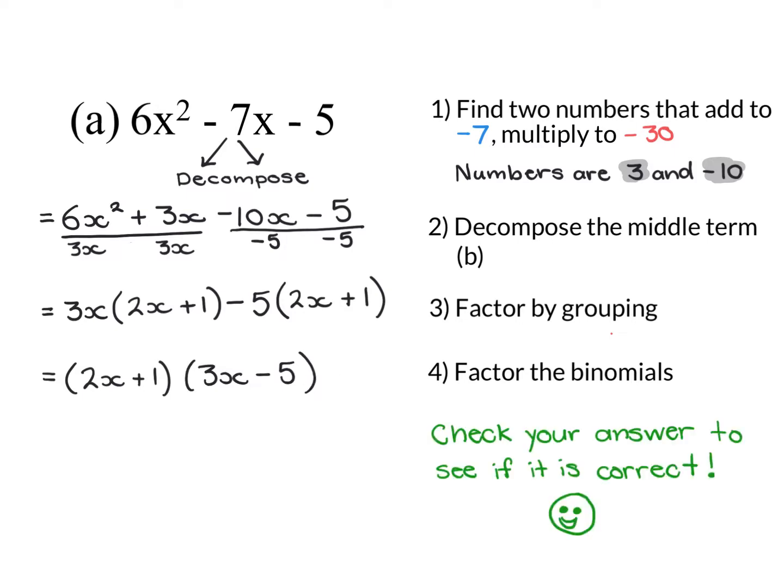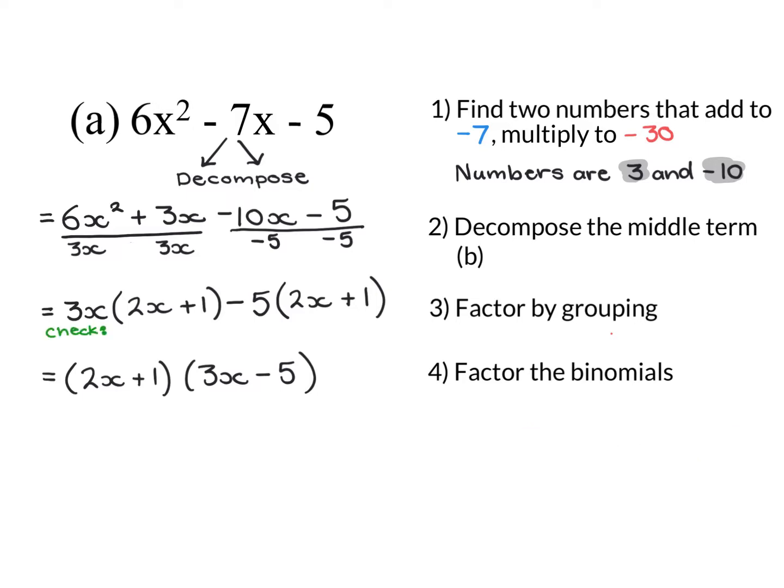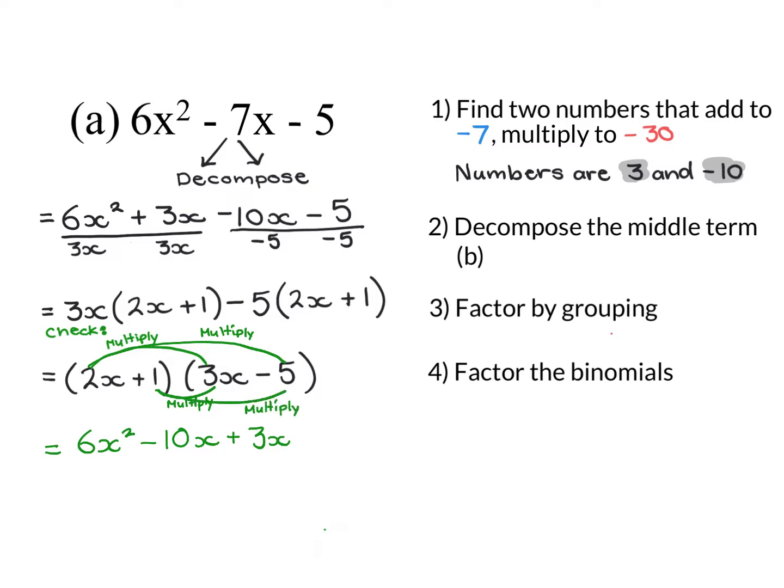Now, as always, you can check to see if your answer is actually correct. So let's do the check. And this involves multiplying it all out. So let's do that. 2x times 3x is 6x squared. Then 2x times negative 5 is negative 10x. Okay, now it's the one's turn. So 1 times positive 3x is positive 3x. And 1 times negative 5 is negative 5.